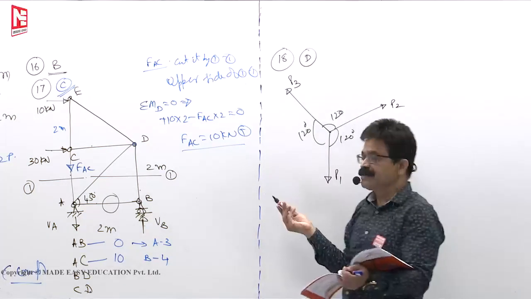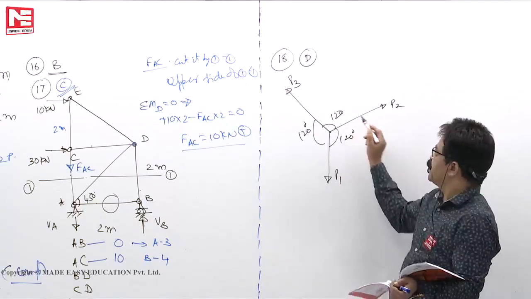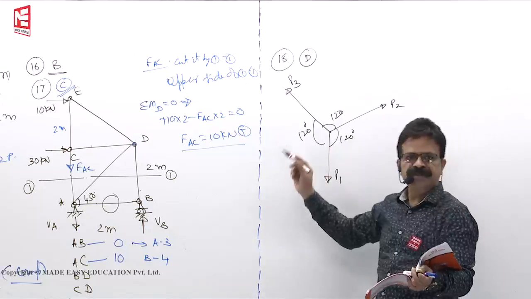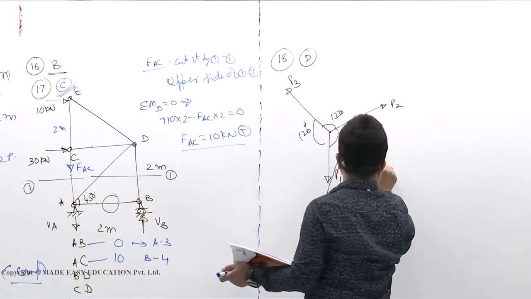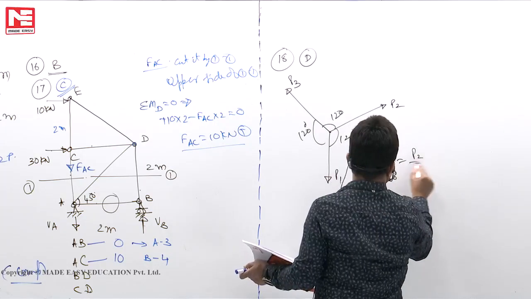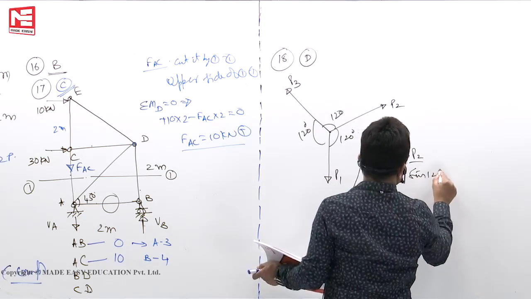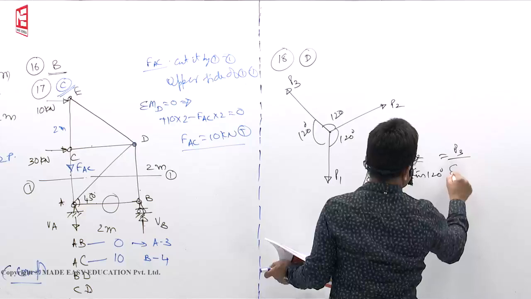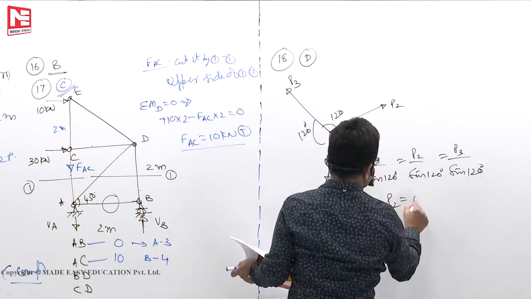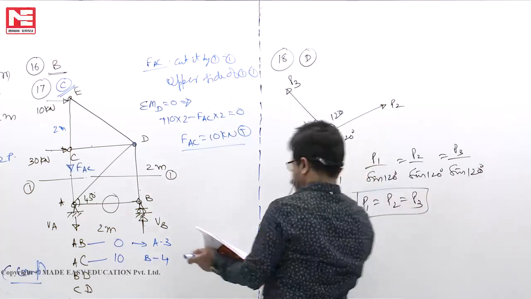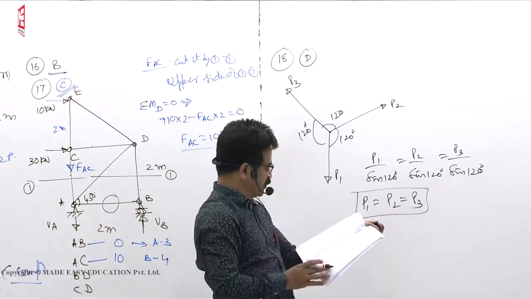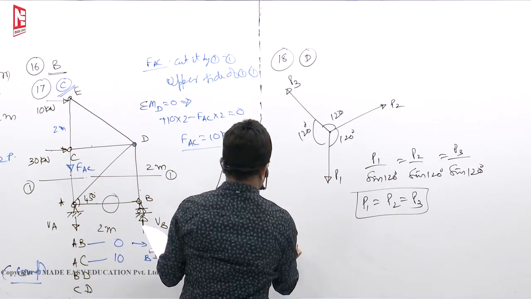From Lami's theorem we have studied, P1 by sine 120, P2 by sine 120, P3 by sine 120. So P1 is equal to P2 is equal to P3. So you will get P1 equals P2 equals P3. That's the meaning there. Okay. So that question, D is the option. Next, 19th.